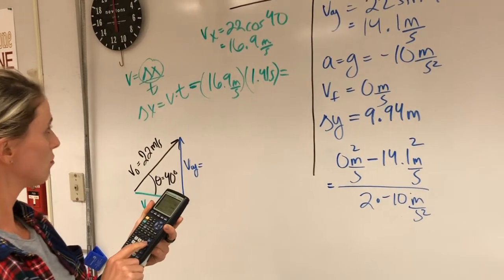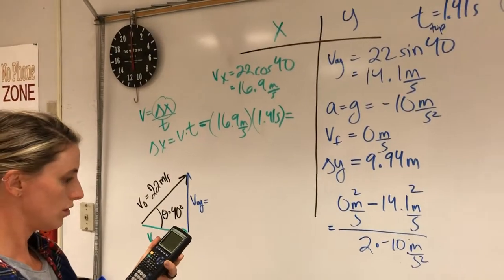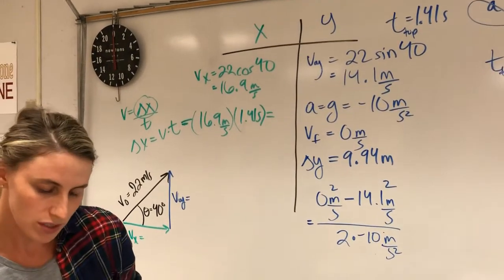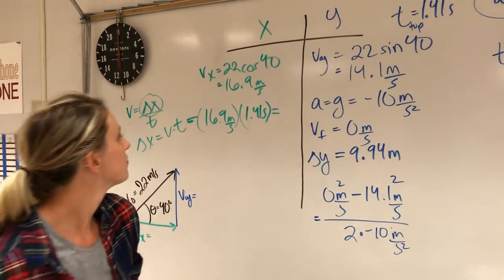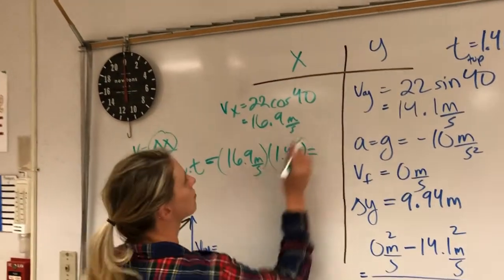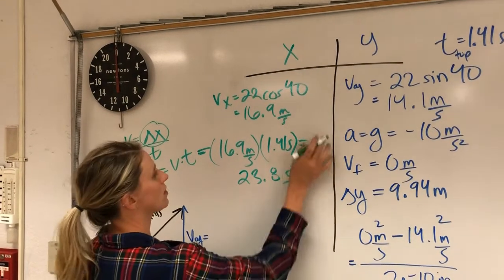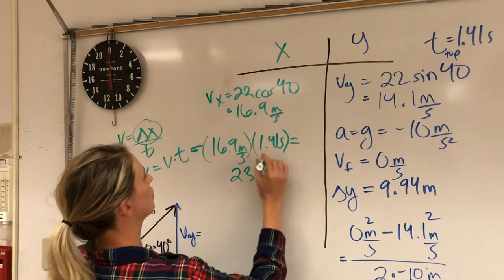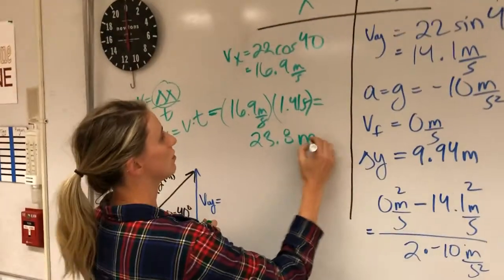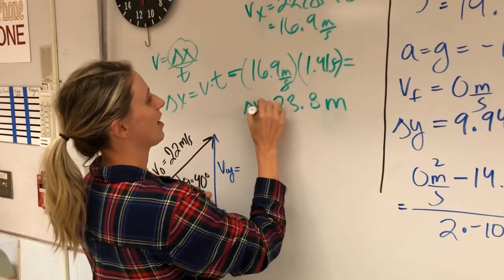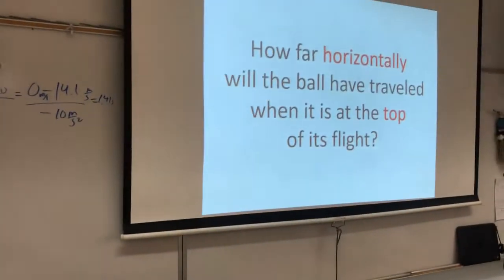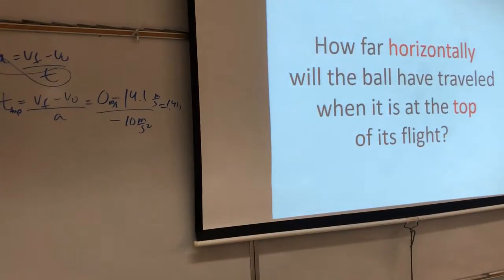16.9 times 1.41, and I get 23.8. Okay, 23.8 seconds. Oh, not seconds. Oh, there's more. If you just look at your units, you know it's meters. Okay, all right. So that is how far horizontally it will travel when it's at the top of its flight. That's how far. Well, cool.